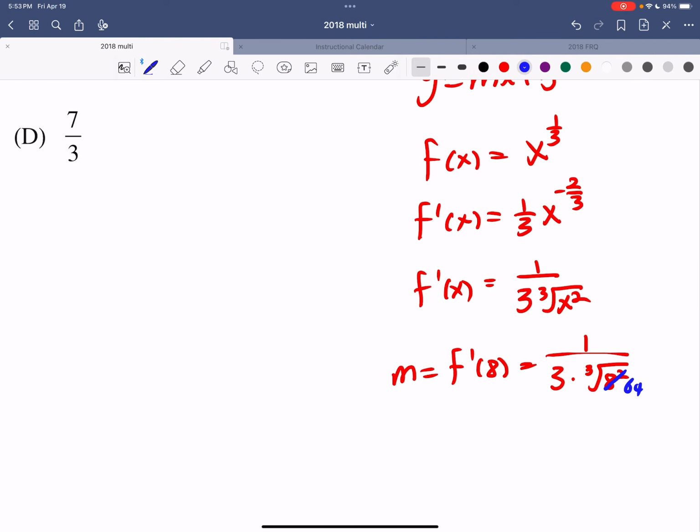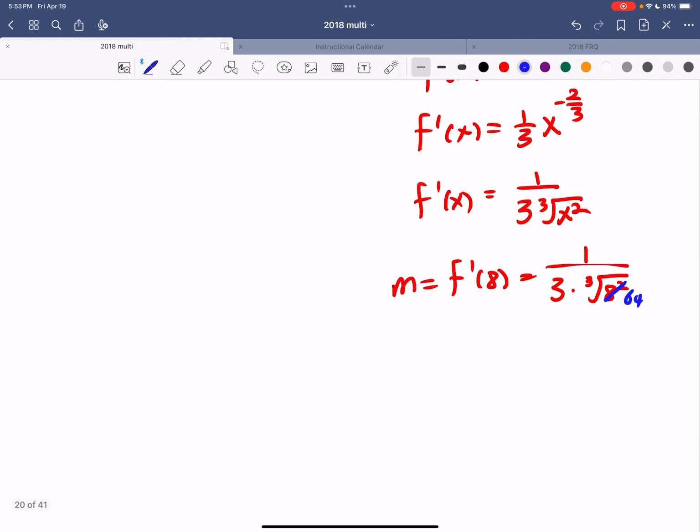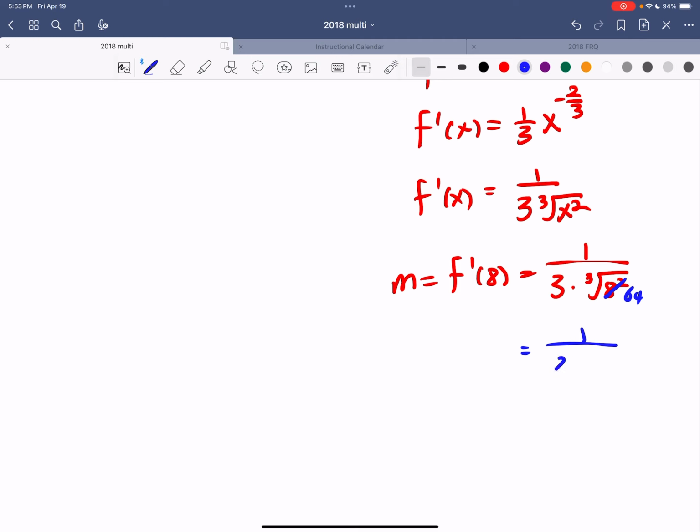Now, you got to do it by yourself. What's the cube root of 64? Something times something times something gives you 64. If you cannot do it, you can even use a calculator, but you actually have to memorize it. This one is going to be 4. You must memorize this one.